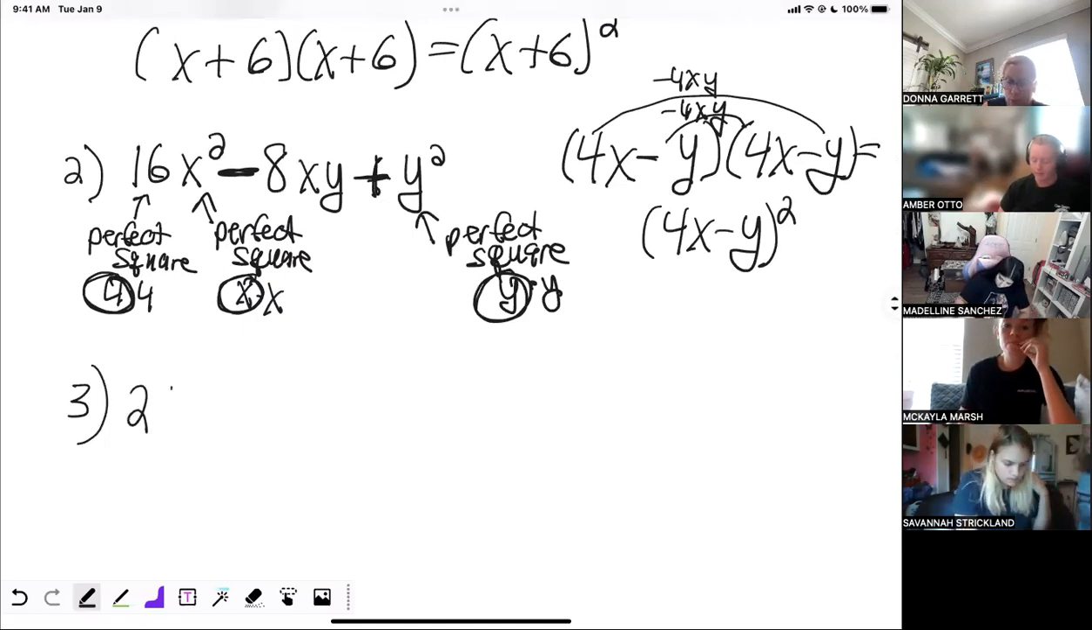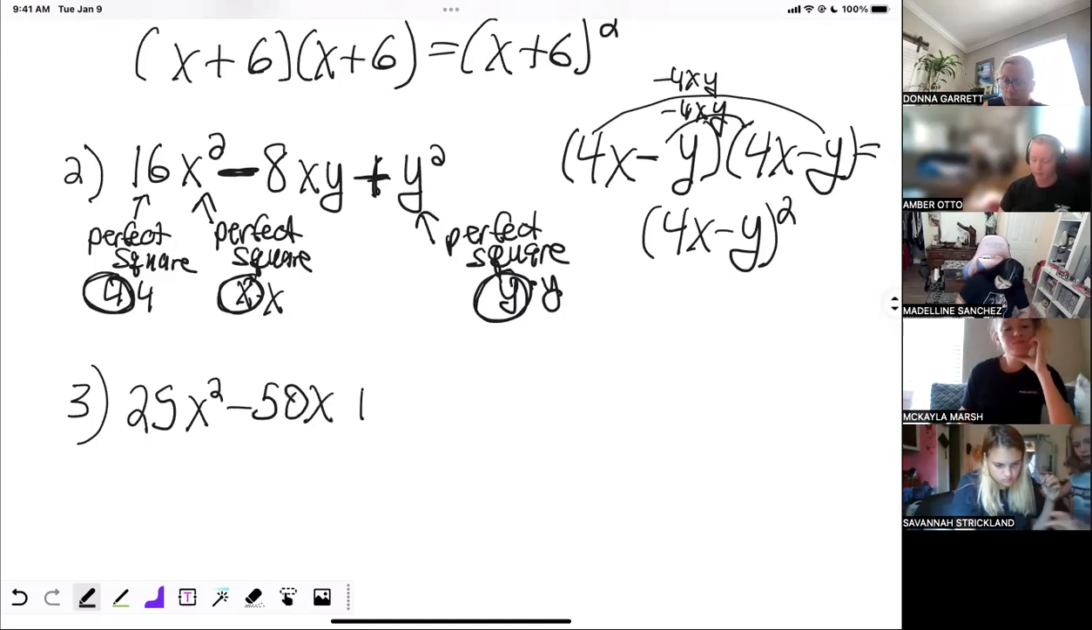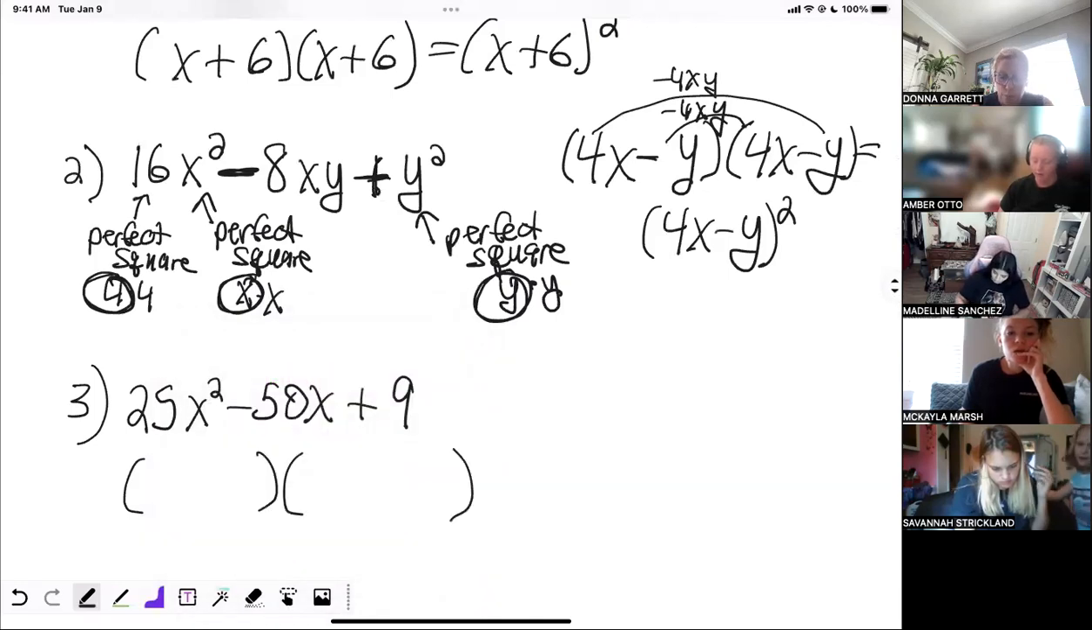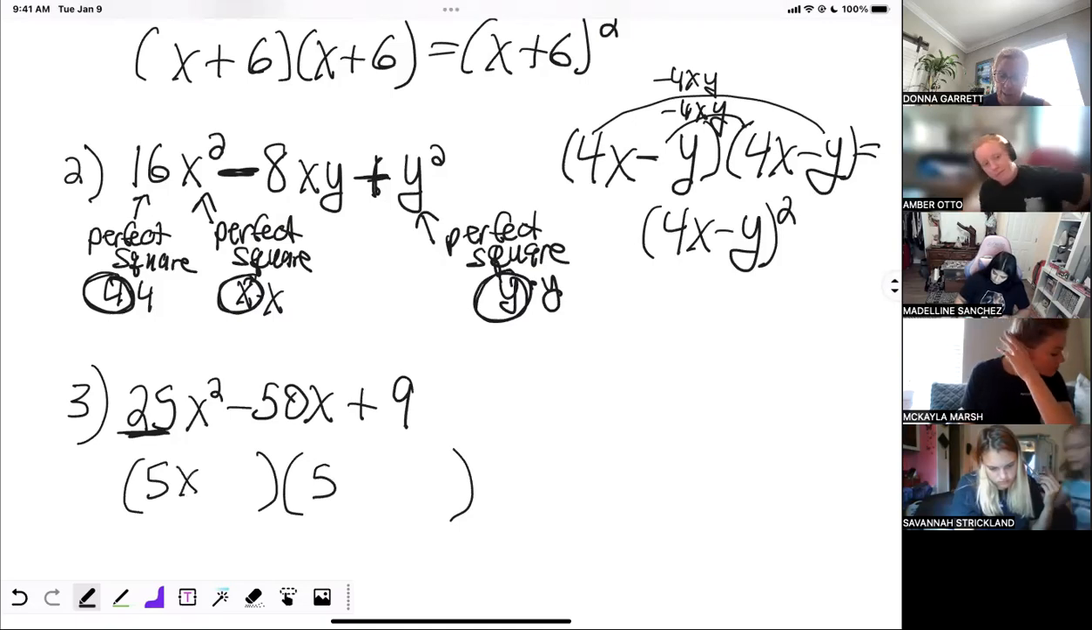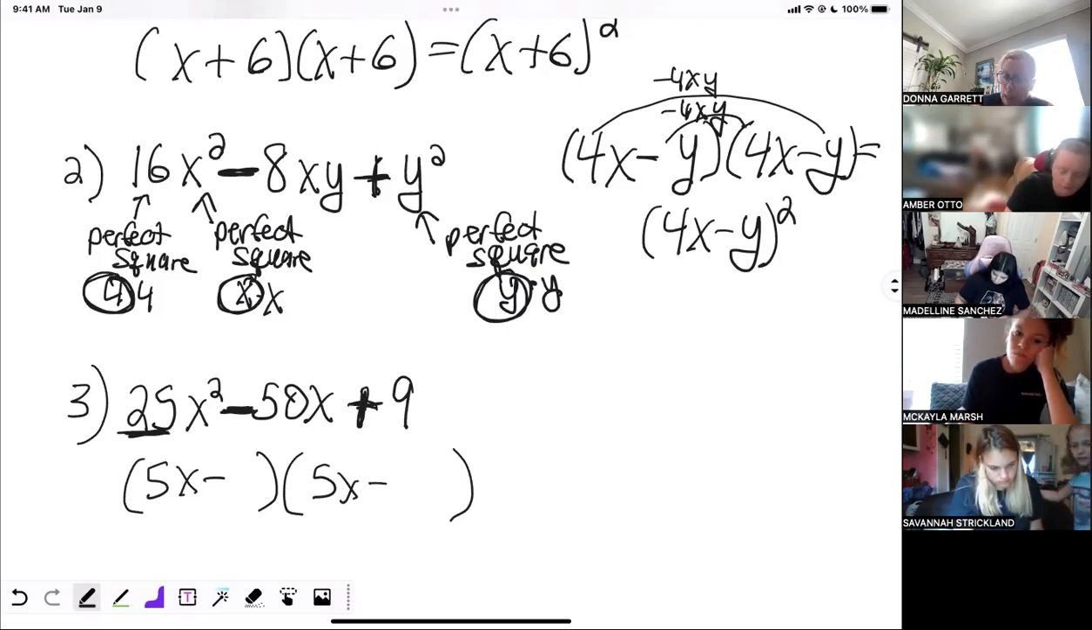Three, 25x squared minus 50x plus 9. So I'm just going to go right to my parentheses, and I'm going to use my perfect squares. 5 times 5 is 25, 5 and 5. X times x is x squared, x and x. I look at my signs, I have a plus and a minus, which is minus minus. And then I look at my 9, 3 times 3 is 9.